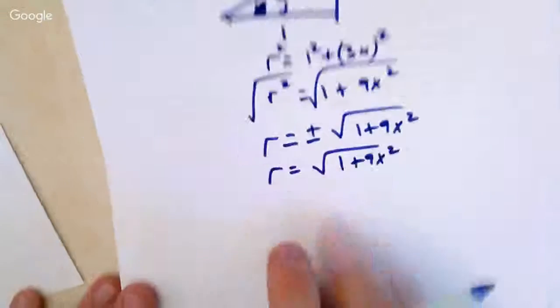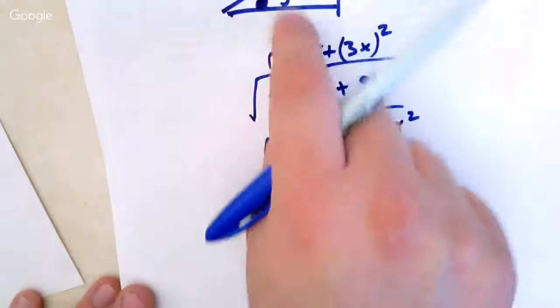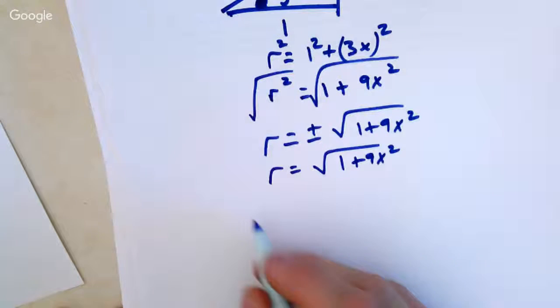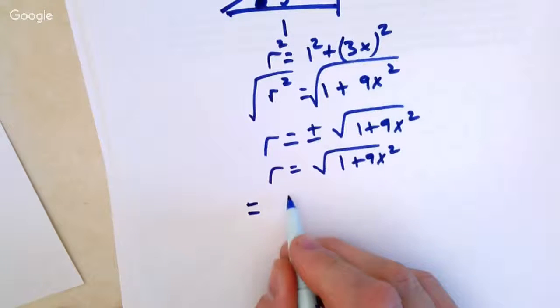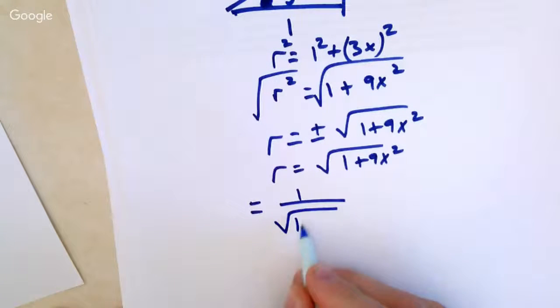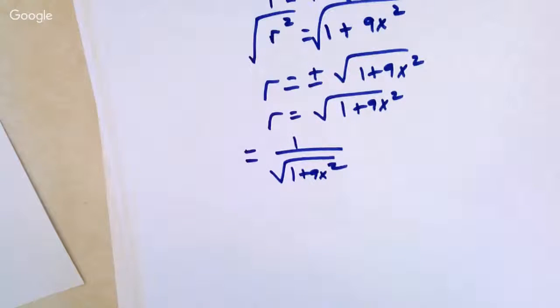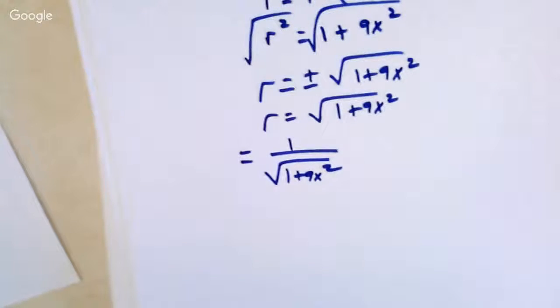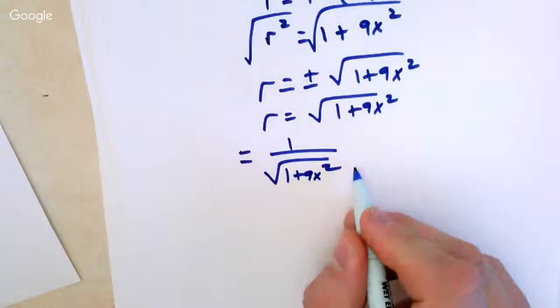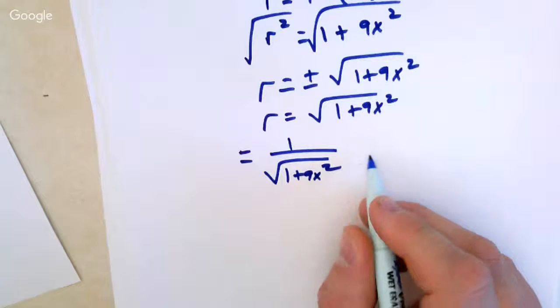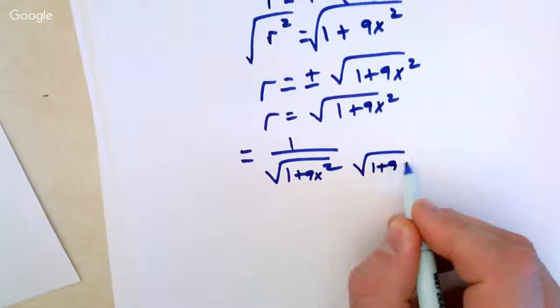So that's not our final answer. What's the cosine of that angle? The cosine is the adjacent over that. So our cosine is equal to 1 over the square root of 1 plus 9x squared. Yay, right? No, we're not done yet. What do we have to do? Yeah, you have to rationalize. How do you get rid of that square root? Multiply the top and the bottom by the square root.